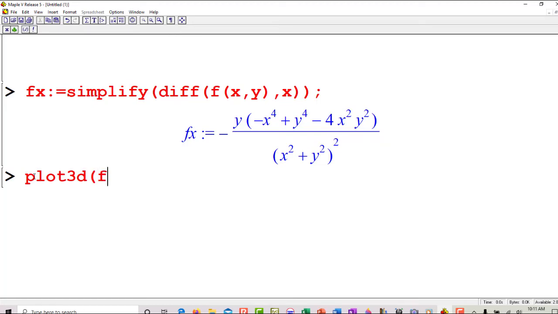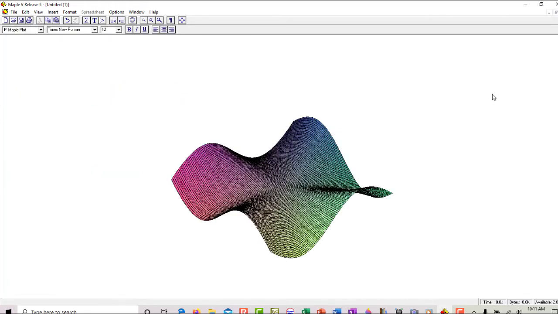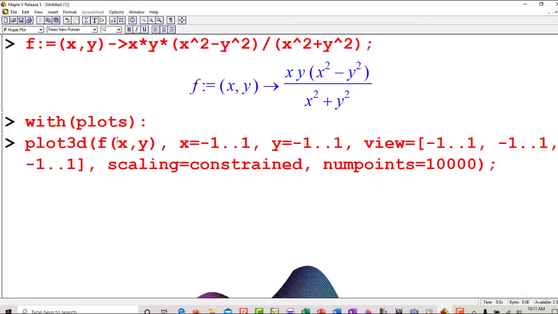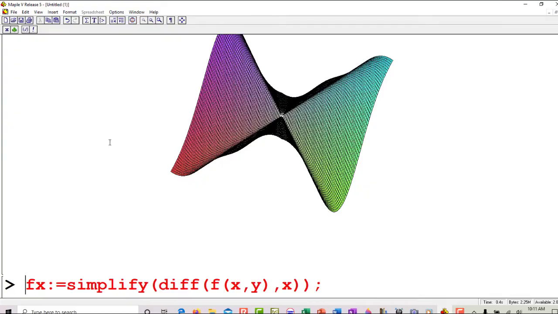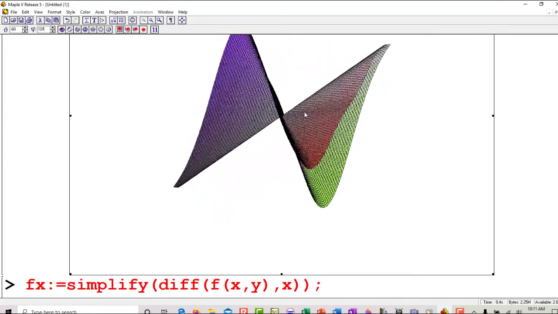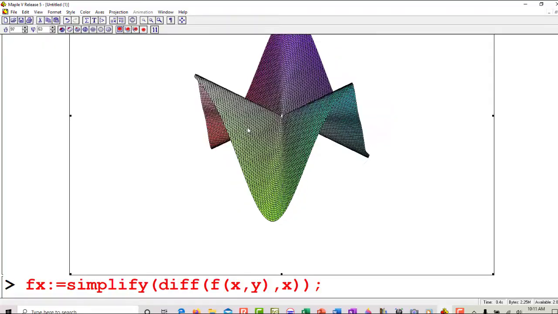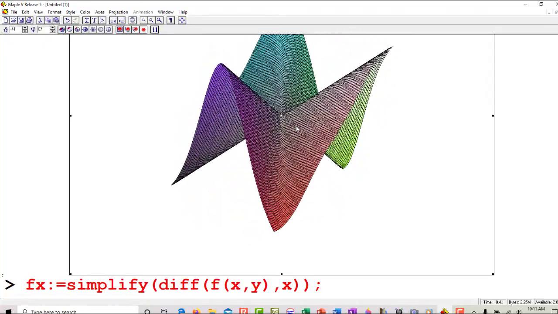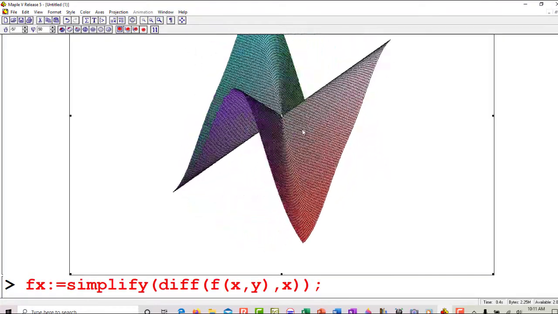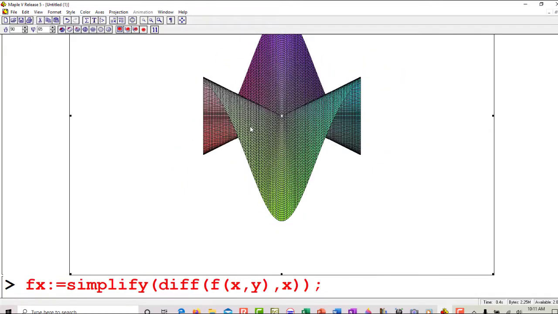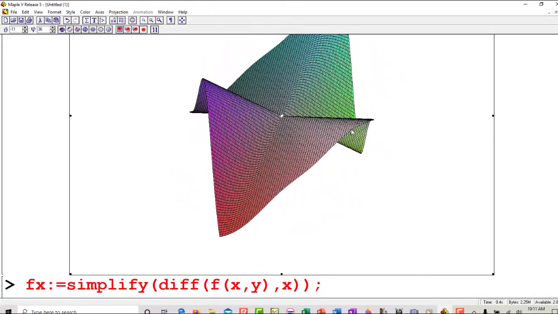Plot 3D fx, x comma y. Let's go back and copy the plot information from the previous plot. Oops, we'll go back up here. In fact, we can just do plot fxy, fx. Now, you'll notice that we get continuity at the origin, but it looks like the next derivative will have discontinuities. Yeah, doesn't look like the next derivative will be continuous.